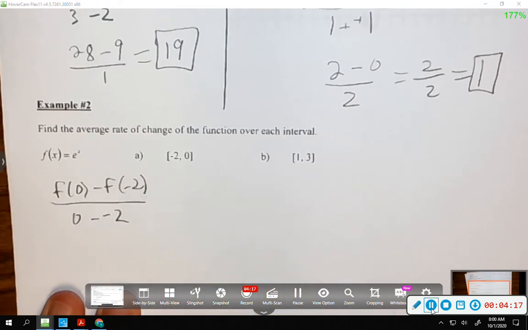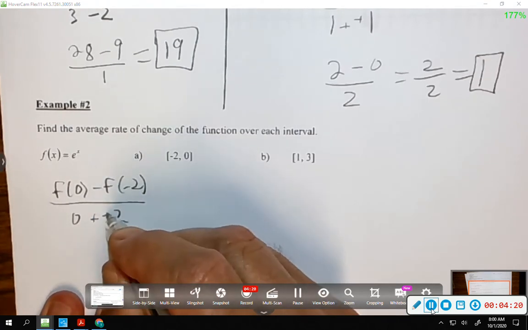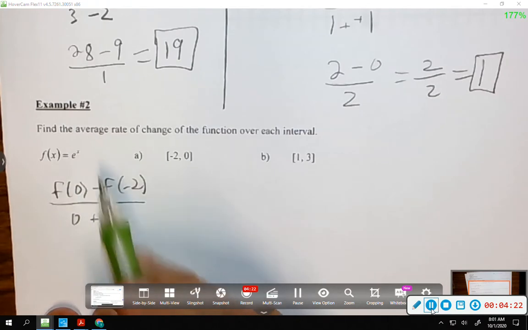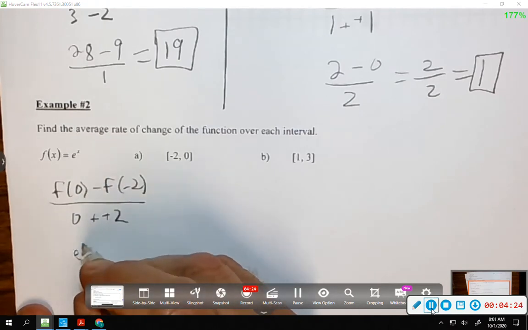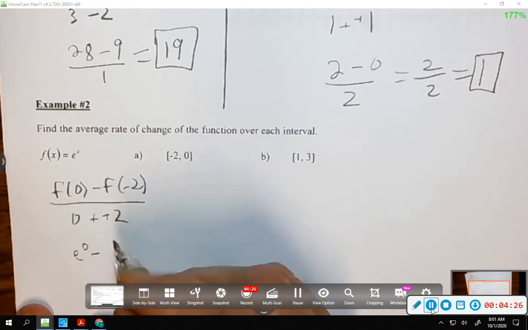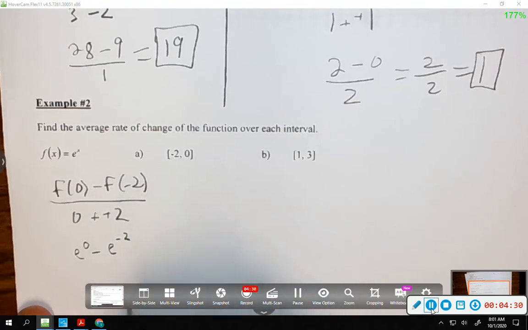Okay? This is plus a positive. If we plug 0 in, we get e to the 0 out. And if we plug negative 2 in, we get e to the negative second out. And 0 plus 2, we have 2 in the denominator.